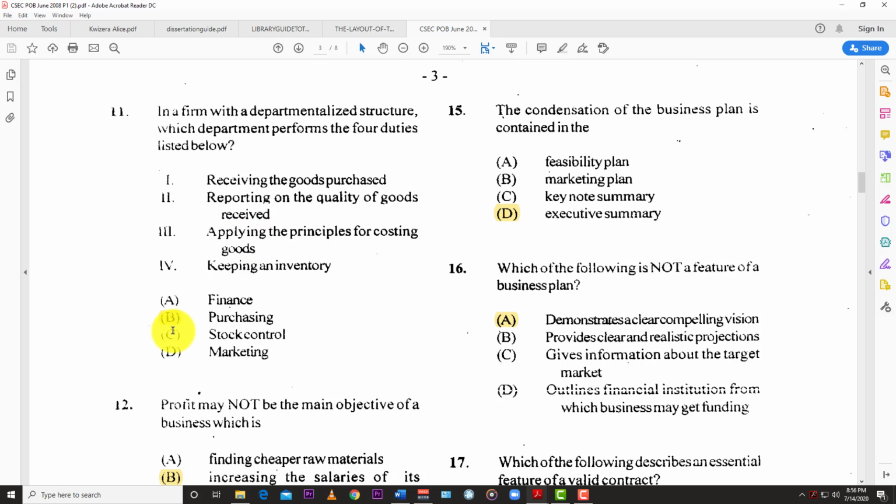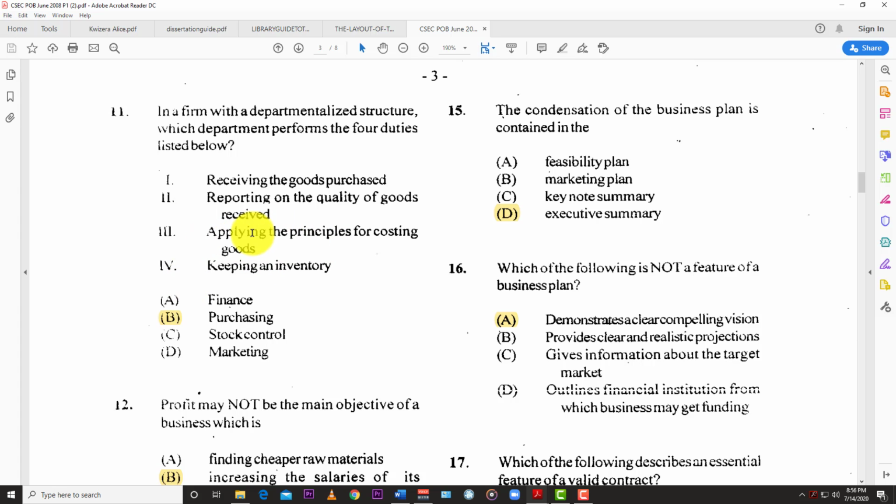All right, marketing doesn't really deal with purchasing of the goods or inventory or those kinds of things. Marketing deals with the systematic way of getting the goods sold to the final customer. Stock control just looks at the inventory and makes sure that the inventory is either up to scratch or needs to be replenished. So they just control the inventory basically. Finance would be the ones looking at the costing, but that's about it.